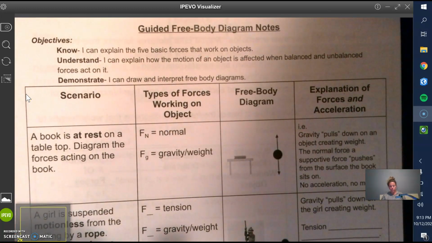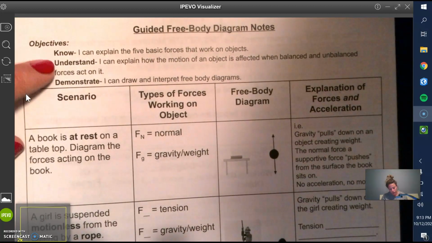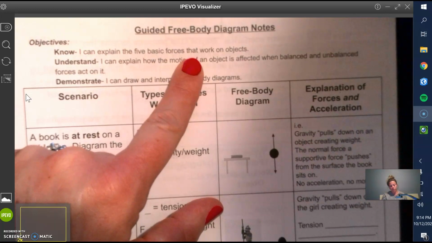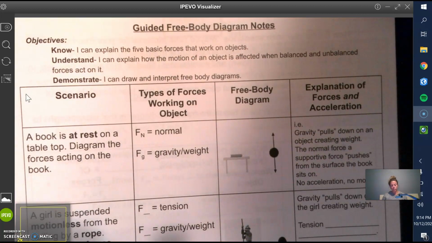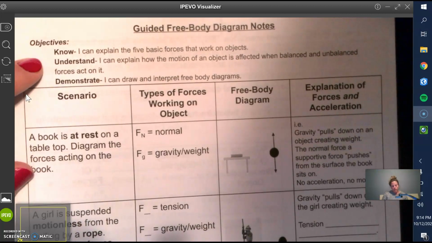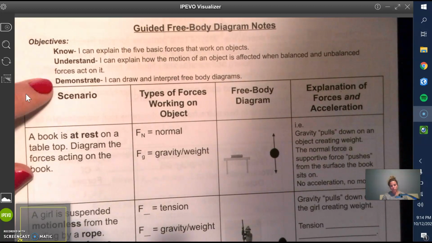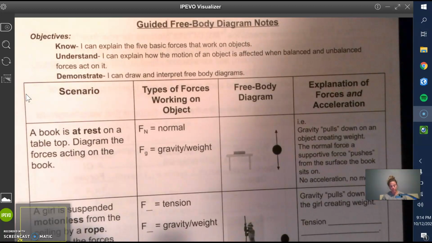There we go. So today what we want to do just quickly is go over and be able to explain 5 forces that work on an object. So when we draw a free body diagram, we're drawing all the forces that are at work on that particular object, not interactions between 2 different objects, but just forces acting on one object. We want to be able to explain how the motion of an object is affected when balanced and unbalanced forces act on it. And we're going to be drawing free body diagrams this week. So we want to be able to draw a free body diagram and then interpret one if we see it.